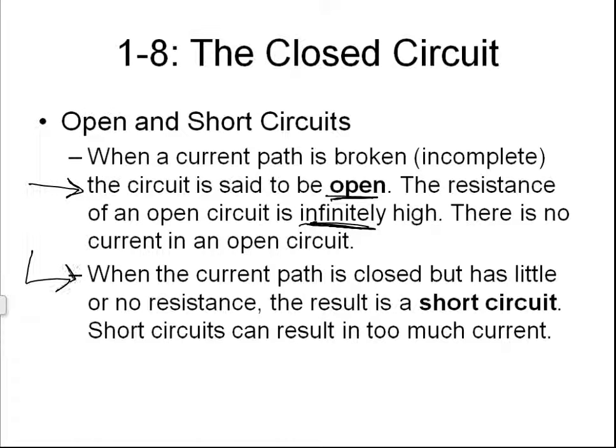When the current path is closed, but there's little to no resistance, you've got some path around the resistance, or your resistance is shorted out, so it's no longer a resistor, it's just a piece of wire. Well, we call that a short circuit. And what results from a short circuit? Well, too much current. Too much current, you have too much heat, something burns up, and when we're troubleshooting and something burns up, we generally might say something cute like, we've let the magic smoke out. And that's it.